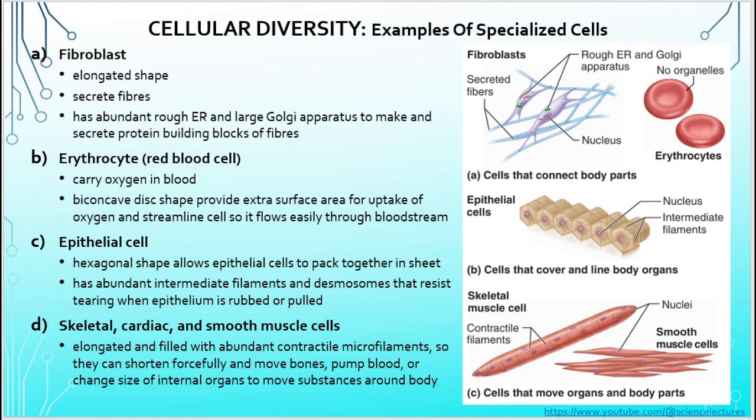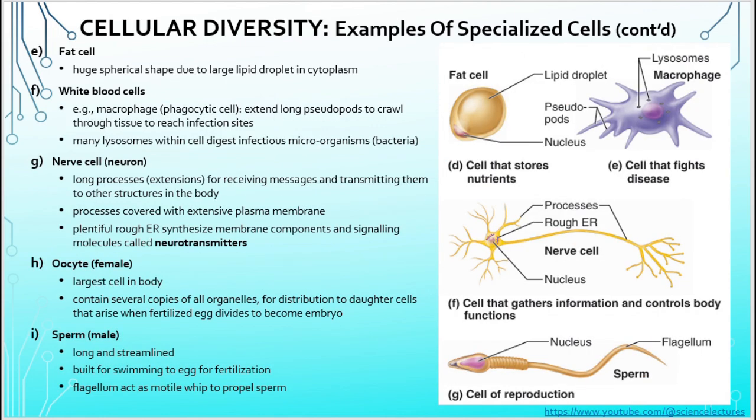Cells that move organs and body parts include the skeletal, cardiac, and smooth muscle cells. These cells are elongated and filled with abundant contractile microfilaments so that they can shorten forcefully and move the bones, pump blood, or change the size of internal organs to move substances around the body. The fat cell is one example of cells that store nutrients. The huge spherical shape of the fat cell is produced by a large lipid droplet in its cytoplasm.